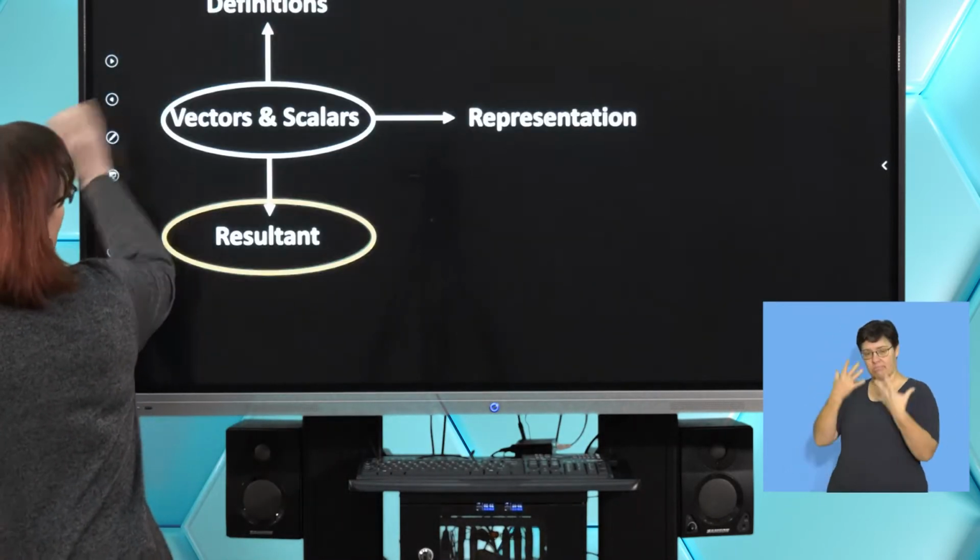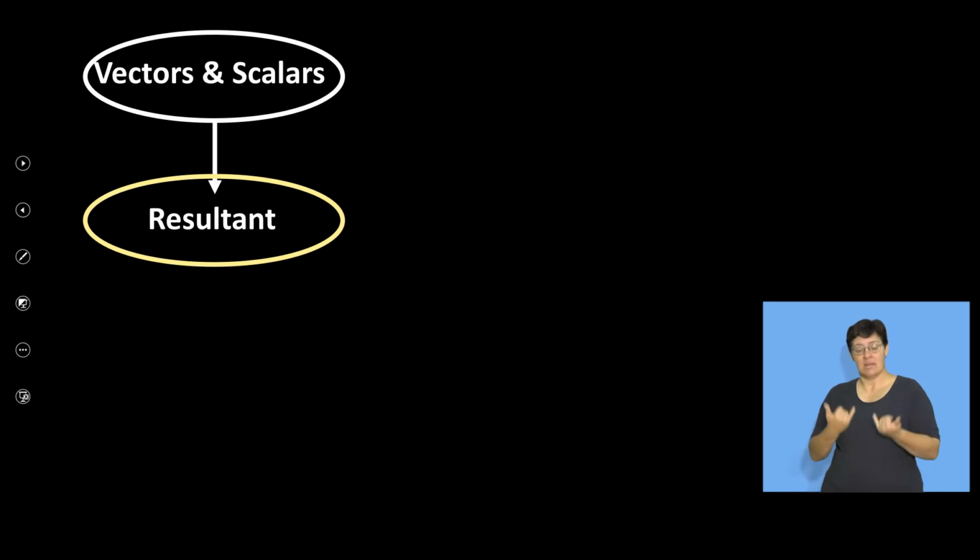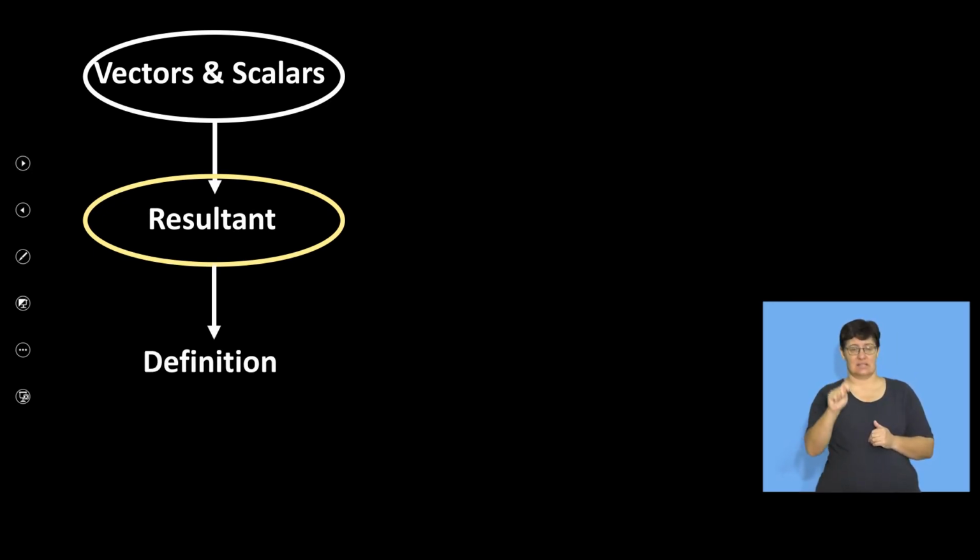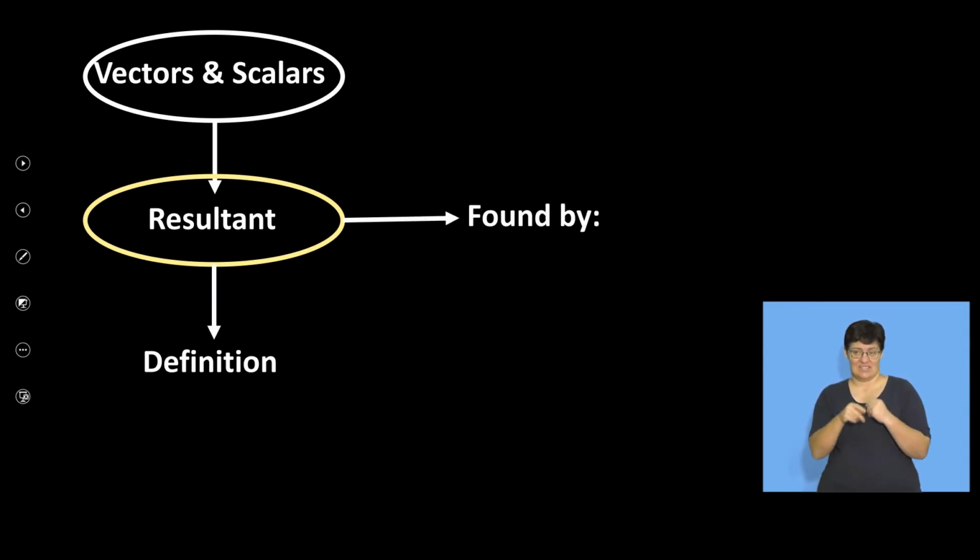Then, of course, we have to get to what the resultant is. So we're going to need to define what we mean by a resultant, and the key is in the word that it's got result in the middle. Okay, so it's an addition, and we're going to talk about how we can get it.